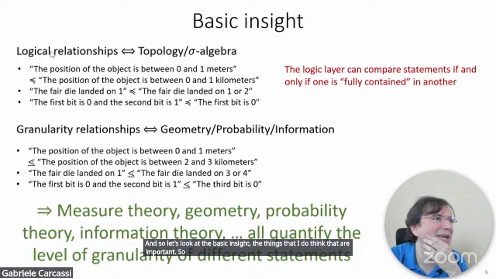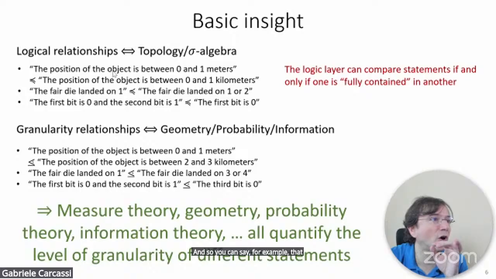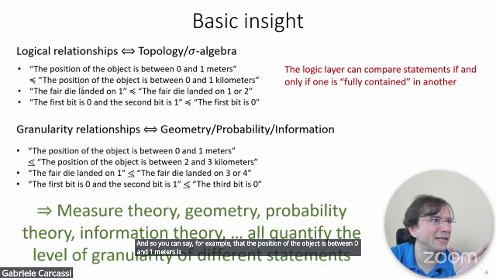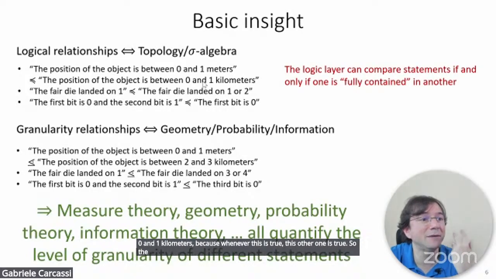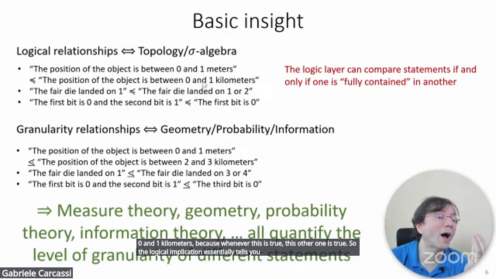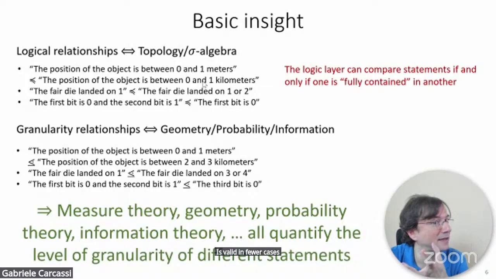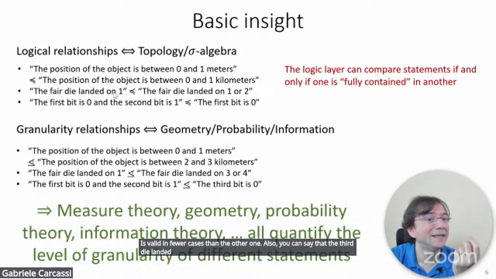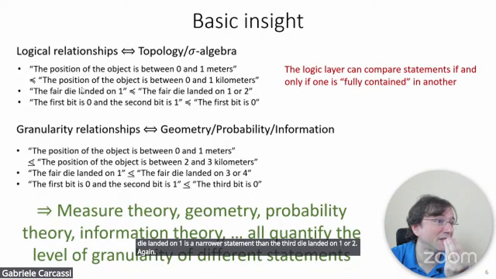So in the topology sigma algebra, it all comes from logical relationships. And so you can say, for example, that "the position of the object is between 0 and 1 meters" is a narrower statement than "the position of the object is between 0 and 1 kilometers," because whenever this is true, this other one is true. So the logical implication essentially tells you that one is valid in fewer cases than the other one. Also, you can say that "the third die landed on 1" is a narrower statement than "the third die landed on 1 or 2." Again, because essentially this is contained in the other.